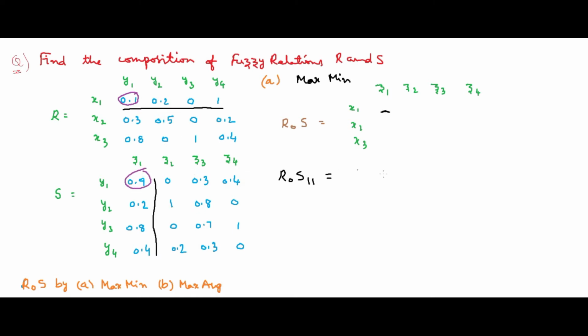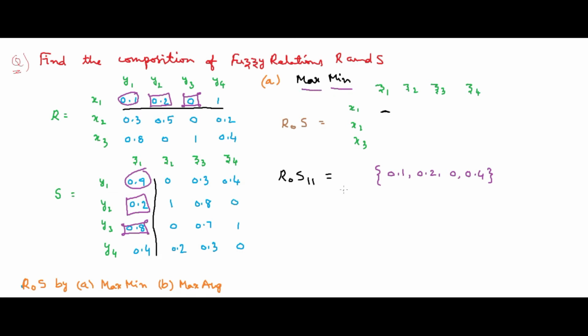Minimum of these two is 0.1, and then minimum of 0.2 and 0.2 is 0.2, and minimum of 0 and 0.8 is 0, and finally minimum of 1 and 0.4 is 0.4. So the minimum operation has been completed here.